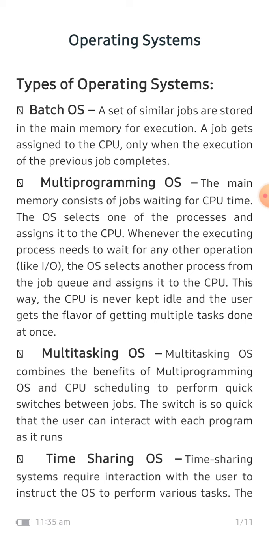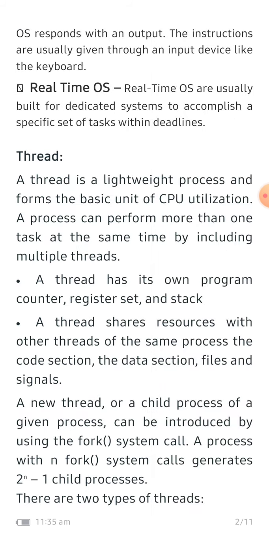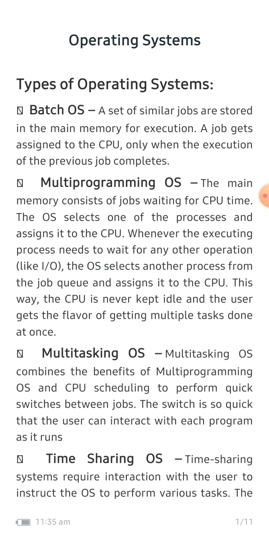Next is the multitasking operating system. A multitasking operating system combines the benefits of the multi-programming operating system and CPU scheduling to perform quick switches between jobs. The switch is so quick that the user can interact with each program as it runs. That means we can use multiple programs in a multitasking operating system.